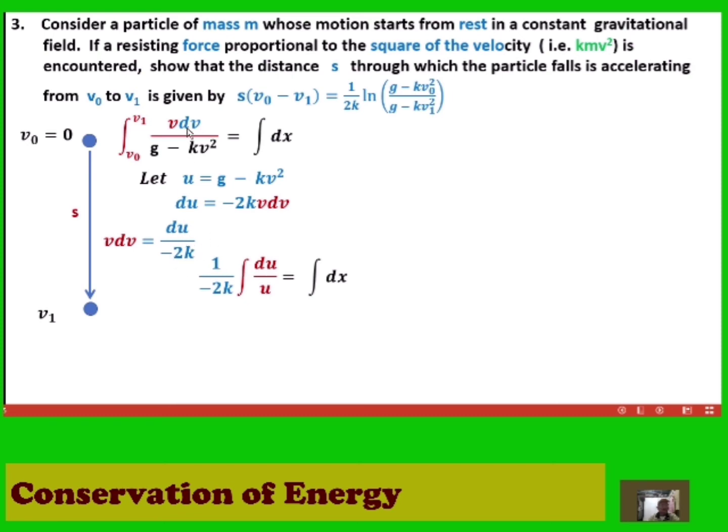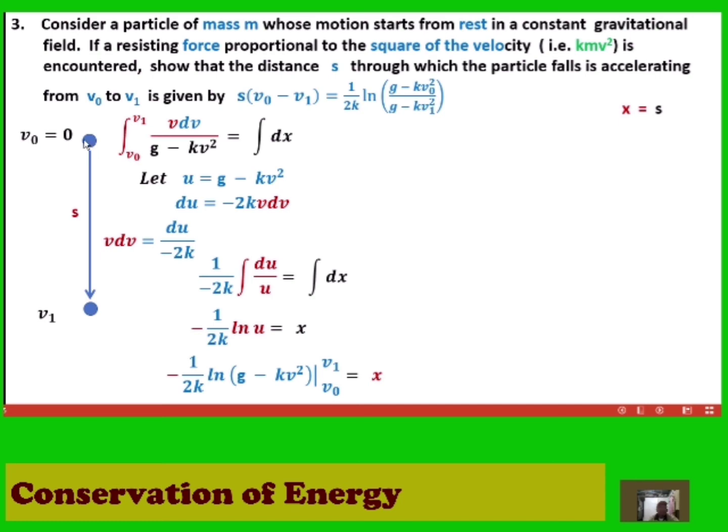So du is at the numerator and the negative 2k is before the integral symbol, 1 over negative 2k. And g minus kb square is equal to u. So our denominator here is u. So we know that the integral of du over u is equal to ln of u. And integral of dx is x. Then we substitute back the value of u. So u is equal to g minus kb square. Then we evaluate this definite integral from b sub o to b sub 1.